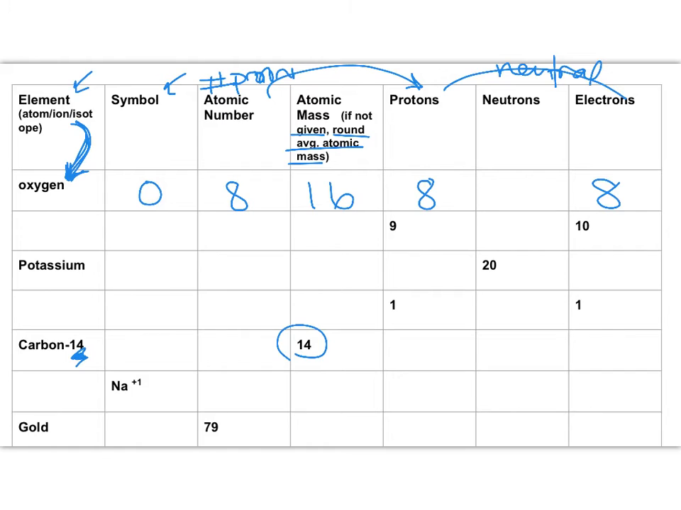And to find the number of neutrons, we're going to take the atomic mass. Let me write this on here, and I would suggest you write this on yours, and you're going to subtract the number of protons. So if we look at the atomic mass, it's 16, minus 8 is 8. So that's how you're going to go through and fill out this chart.